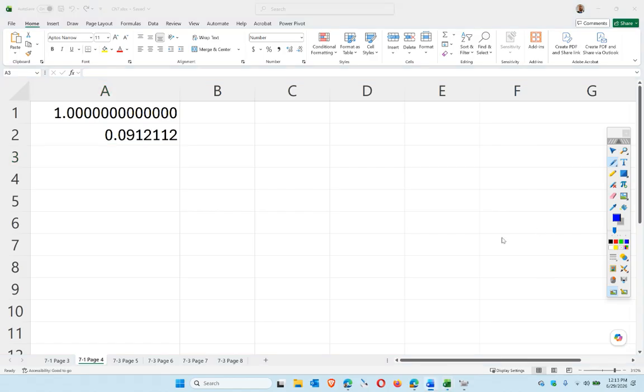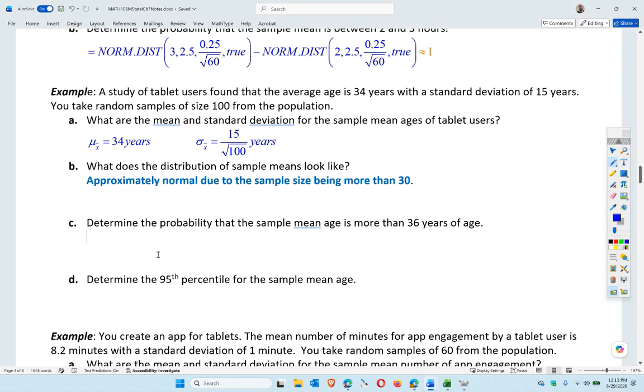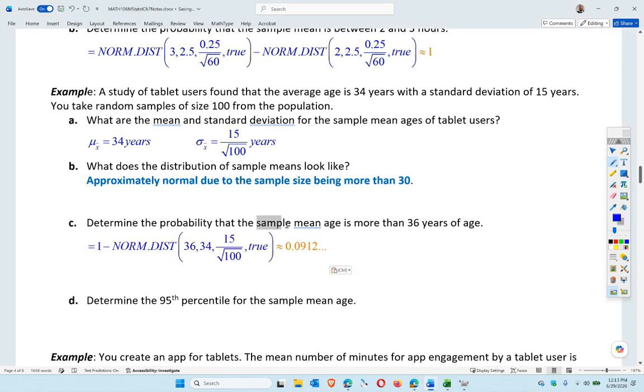Okay, so what we're saying at the end of the day is the sample of 100 guys or people, if that sample was 36 years of age, that's only about a 9% chance that that's actually going to happen.